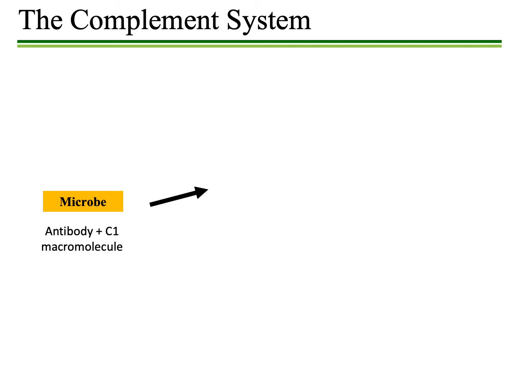Now the arrow that I have here is just a single arrow. It doesn't mean that it's just one step that occurs from this point to the next point I'm going to show you. There are multiple steps that occur, but for simplicity's sake, I've left it as a single arrow. So what happens once the antibody and the C1 macromolecule interact and recognize a microbe? This leads to C3 and eventually C3 conversion into active C3a and C3b. But we'll get back to that in just a minute.